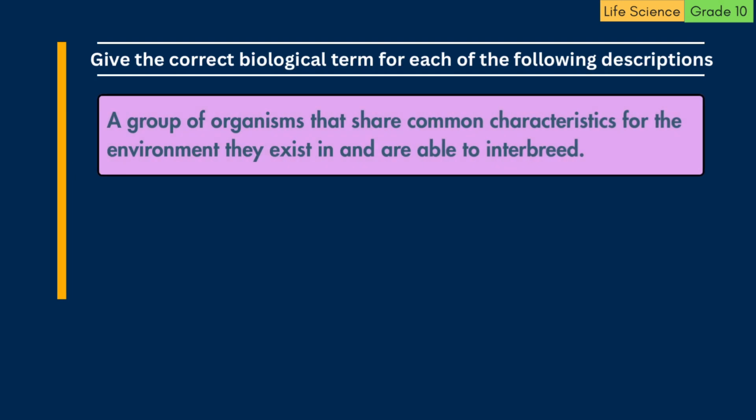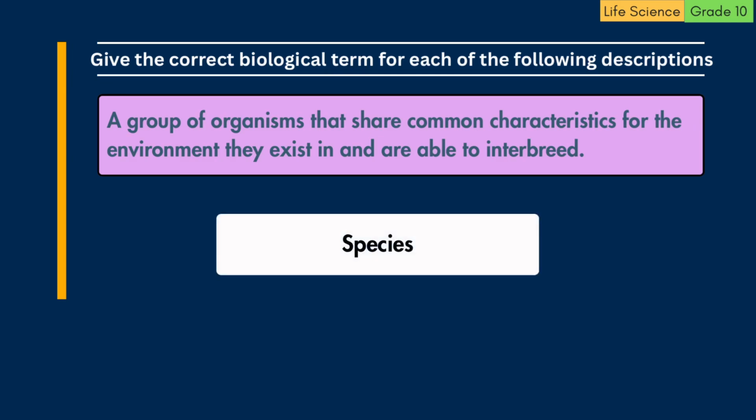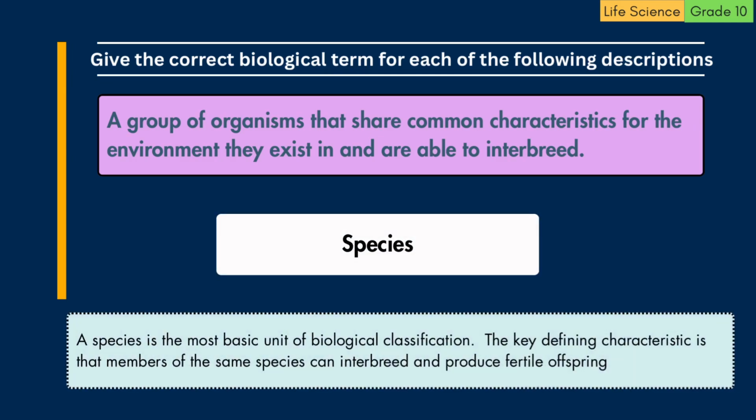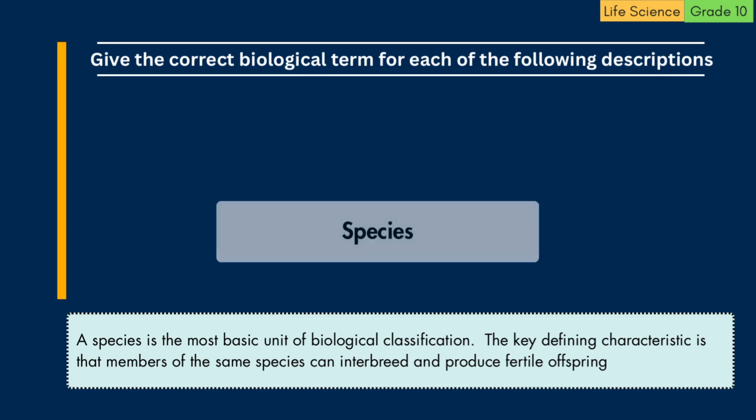Question: a group of organisms that share common characteristics for the environment they exist in and are able to interbreed. The correct answer is species. A species is the most basic unit of biological classification. The key defining characteristic is that members of the same species can interbreed and produce fertile offspring.